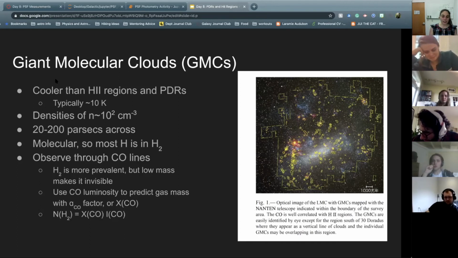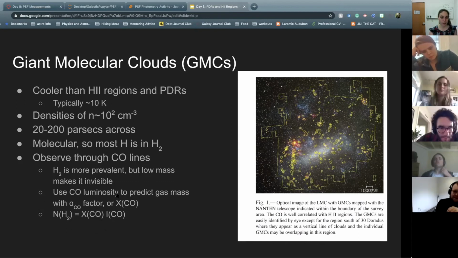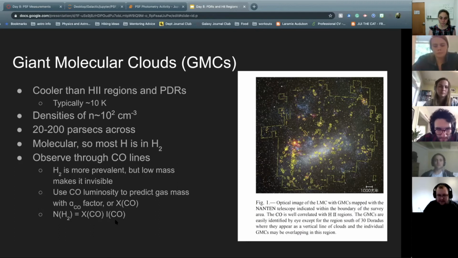So you'll either see alpha CO, sometimes you will also see XCO. That will convert, instead of to a gas mass, into a number density or a number of molecular hydrogen molecules. So I put an equation here where the number of molecular hydrogen molecules is equal to XCO, our conversion factor, times the intensity of a CO transition.